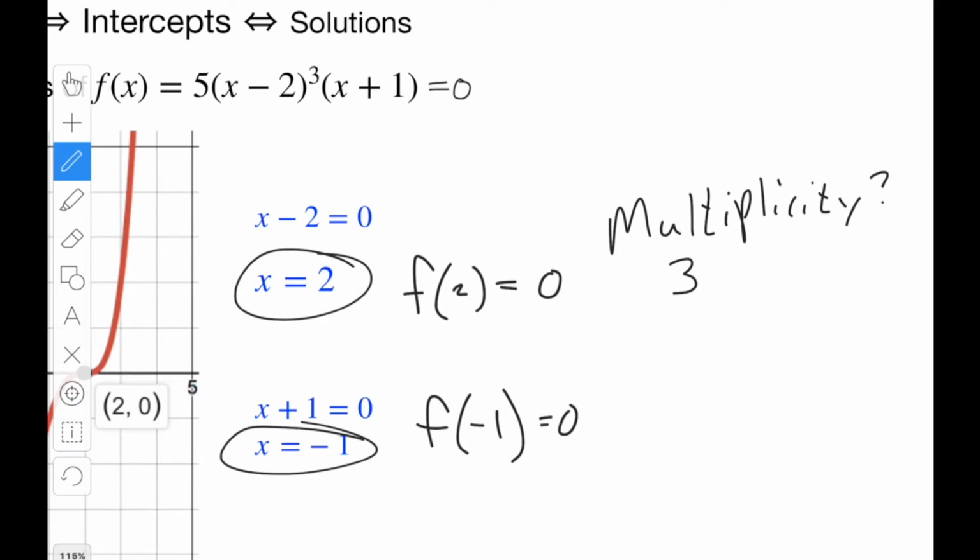Has a multiplicity of 3, and this has a multiplicity of 1, because it only occurs one time.